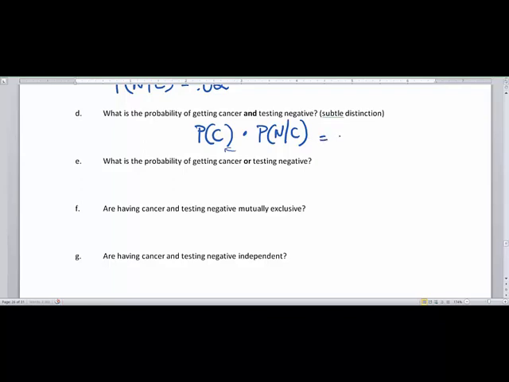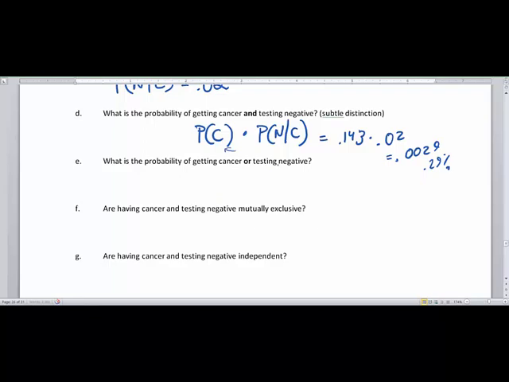So therefore, we have 0.143 times 0.02, which gives us 0.0029 or 0.29%.